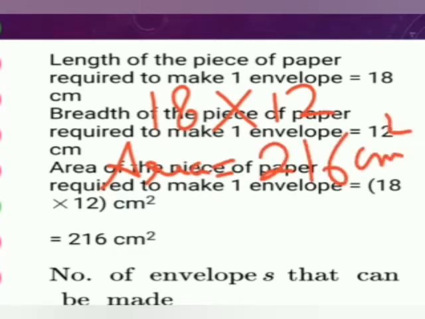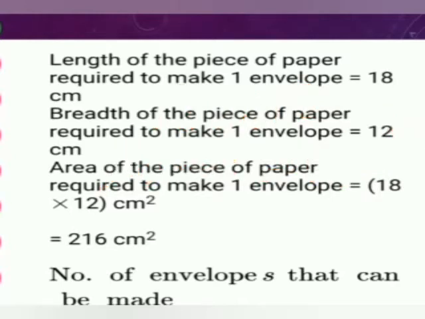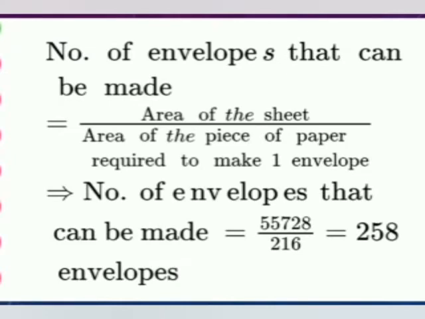So we have calculated the area of the entire sheet, and we have calculated the area of the piece of paper which is used to make the envelope. So now we have to calculate how many envelopes can be made. For that we'll divide the area of the sheet by the area of the piece of the paper which is required to make the envelope. So the number of envelopes that can be made will be equal to the area of the sheet divided by the area of the piece of paper which is required to make one envelope.